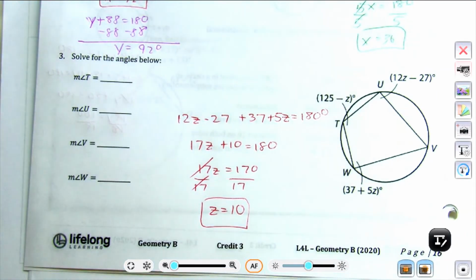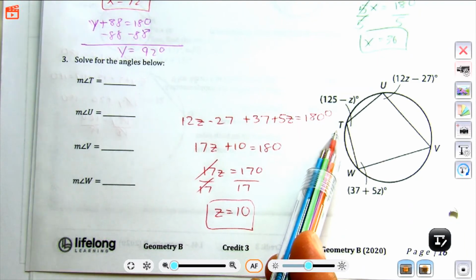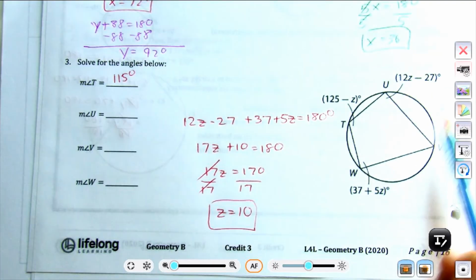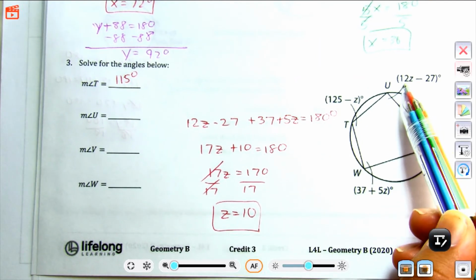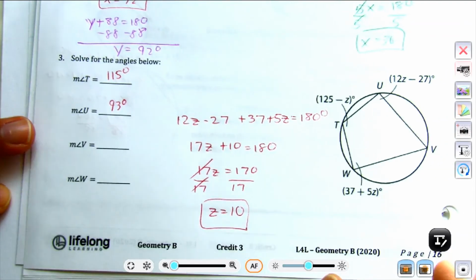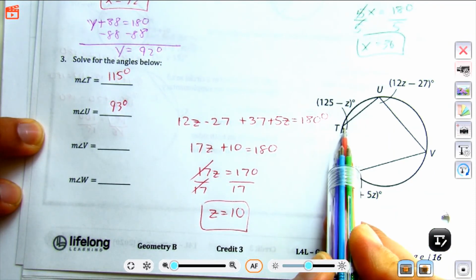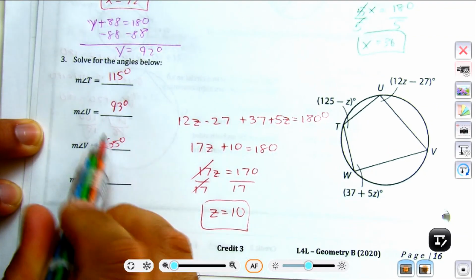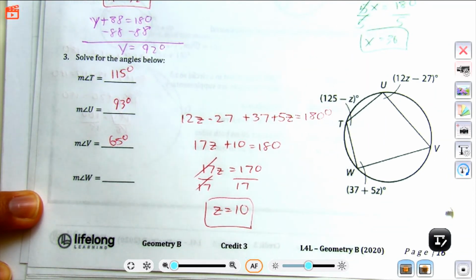Now that z is 10, we can solve for each piece. Let's start with angle T. That is 125 minus 10, so that would be 115 degrees. Angle U is 12 times 10 minus 27, so 120 minus 27 is 93 degrees. Angle V can be found by knowing that it's supplementary to angle T. If angle T is 115, then angle V has to be 65 degrees, because 65 plus 115 equals 180. And then angle W, 37 plus 5 times 10, is 87 degrees.